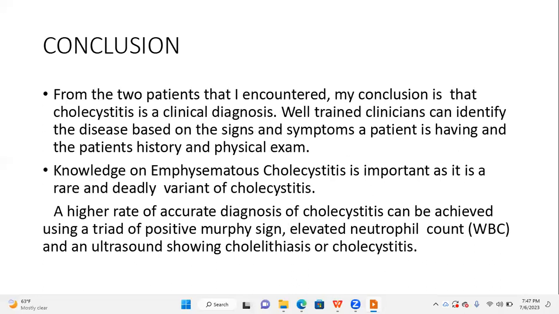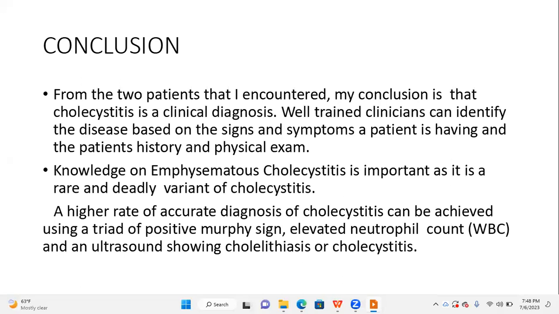My conclusion, from the two patients that I encountered, is that cholecystitis is a clinical diagnosis. Well-trained clinicians can diagnose the disease based on the signs and symptoms a patient is having and the patient's history and physical exam.